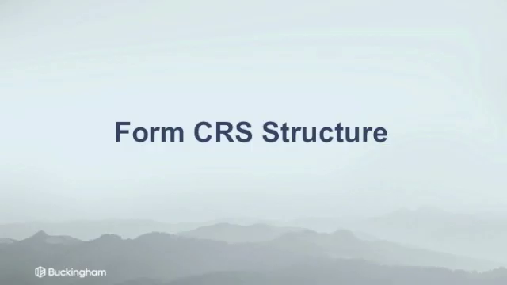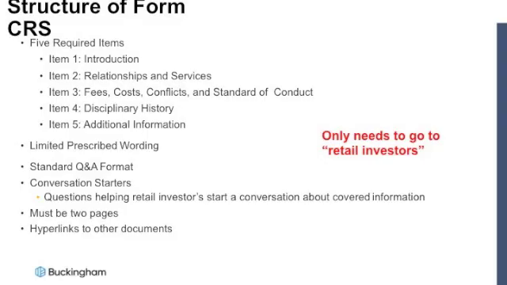Thanks, Sal. On these next few slides, I'm going to review the structure of the Form CRS with Amanda Robinson. Amanda? The Form CRS, or Client Relationship Summary, is also coined as ADV Part 3 in the industry and is broken down into 5 items. Item 1, Introduction. Item 2, Relationships and Services. Item 3, Fees, Costs, Conflicts, and Standard of Conduct. Item 4, Disciplinary History. Item 5, Additional Information.